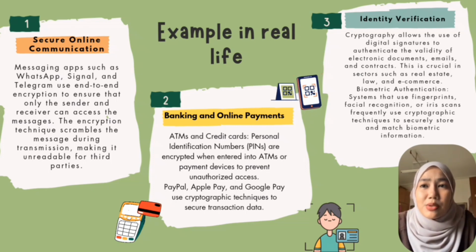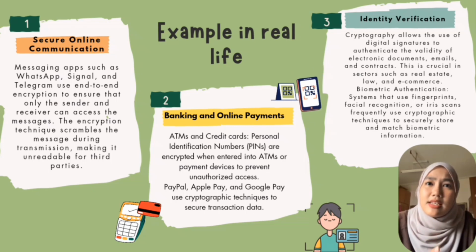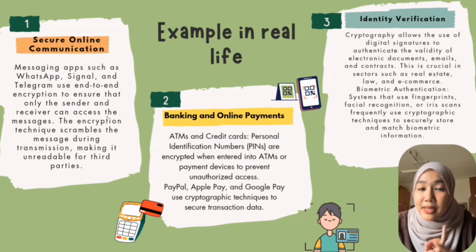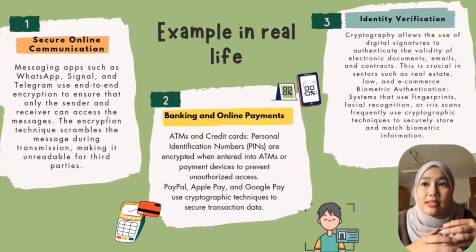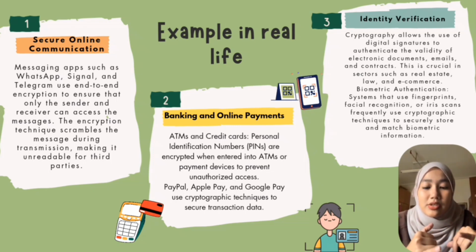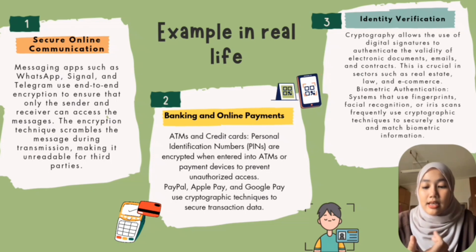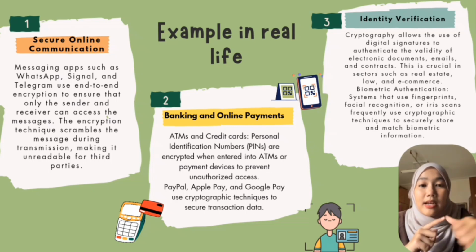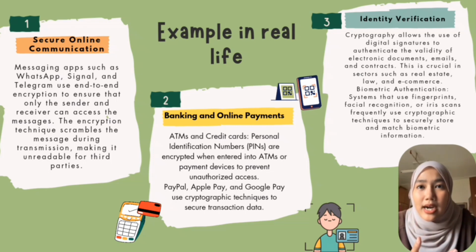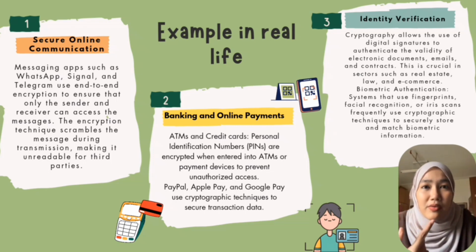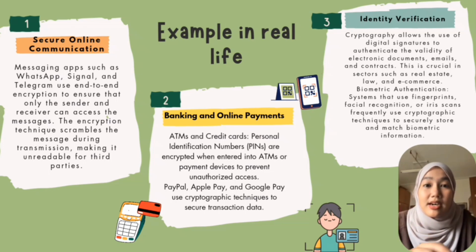Cryptography allows the use of digital signatures to authenticate the validity of electronic documents, emails, and contracts. This is crucial in sectors such as real estate, law, and e-commerce. Other than that, it is also in biometric authentication, which is the system that uses fingerprints, facial recognition, and iris scans, and frequently uses cryptography techniques to secure, store, and match biometric information.